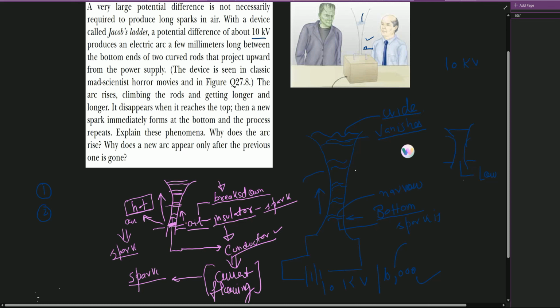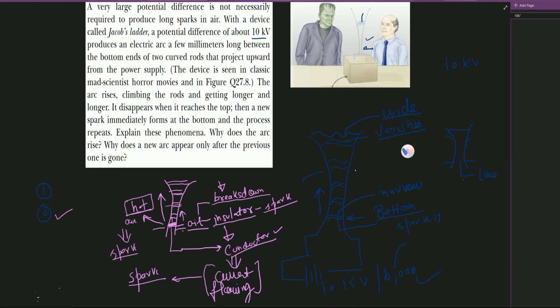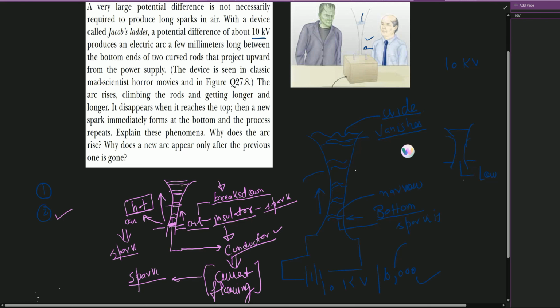So this answers your question number 2, why the spark goes in between the rods in the upward direction, right? The spark is traveling up because the air is very hot, and the air climbs up. The spark tags along because it has to find the path of minimum resistance, which is nothing but the ionized air. And then at the top, the distance becomes so large that the spark is no longer able to maintain itself, right? It's no longer able to maintain itself.